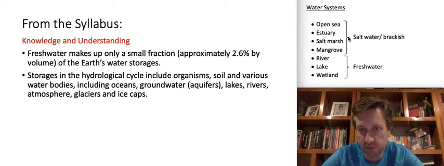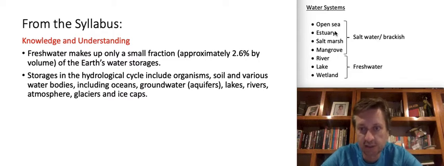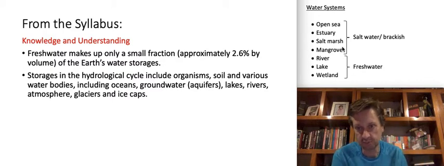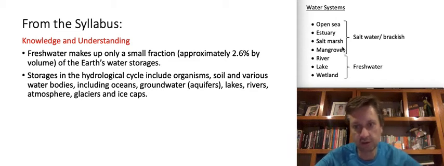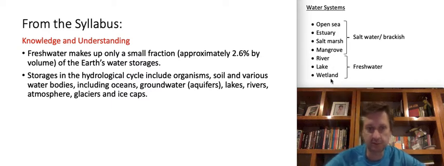So we can split them basically into marine ecosystems and freshwater ecosystems. Saltwater or marine ecosystems include the open sea, estuaries, where river water meets the sea, salt marshes, which I'll talk about in a while, together with mangrove forests. We can talk in terms of salt water, or we can also talk in terms of brackish water. Brackish water is where salt water and fresh water mix together, usually in estuaries. And then freshwater ecosystems, obviously, rivers, lakes, and I'll talk about wetlands as well.